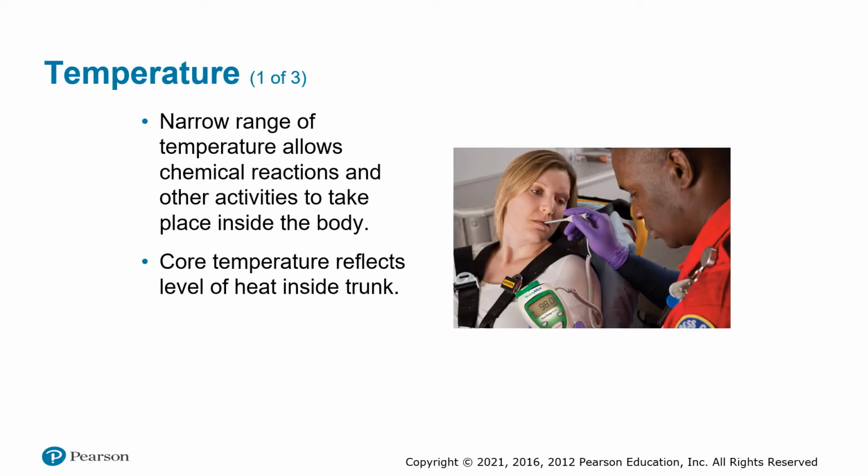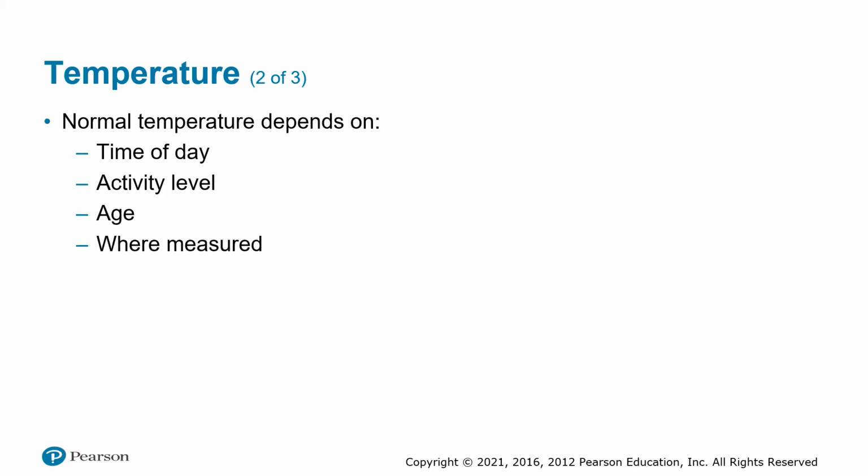Temperature: a narrow range of temperature allows chemical reactions and other activities to take place inside the body. Core temperature reflects the level of heat inside the trunk. Normal temperature depends on the time of day, activity level, age, and where it's measured. You'll get a lower temperature if you take it in the armpit versus in the mouth. The best way to take a temperature is in the rectum.